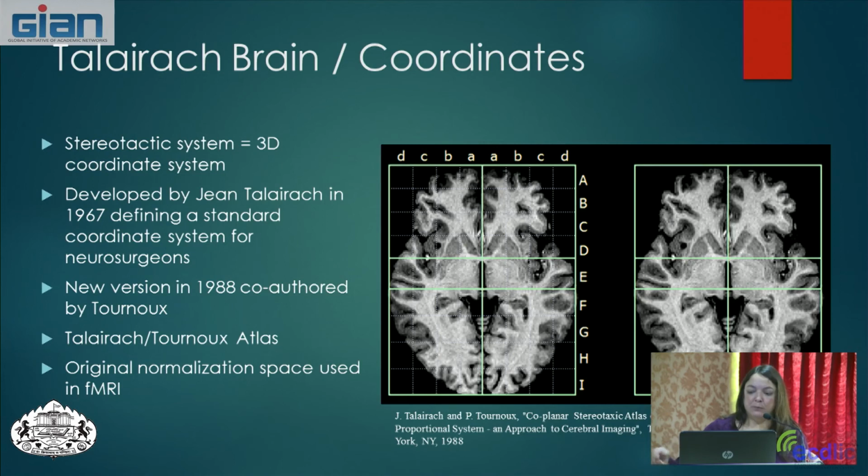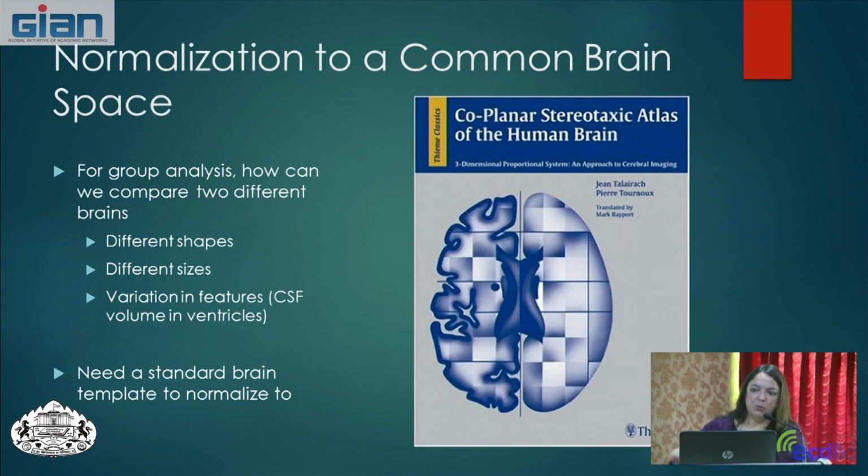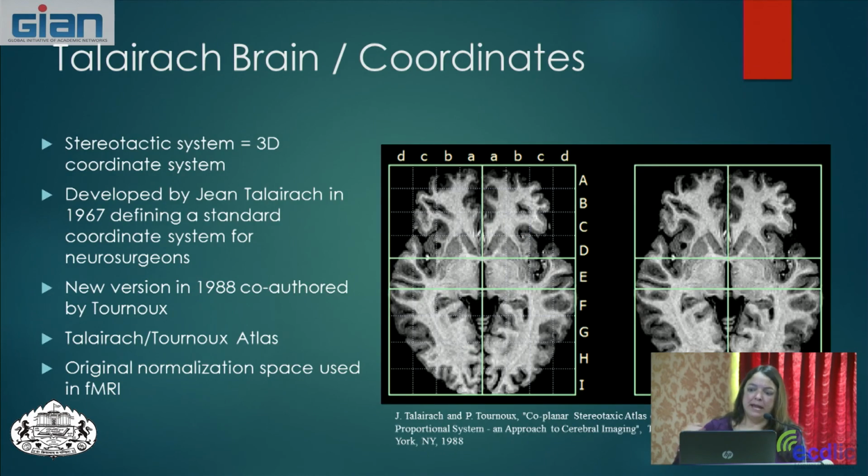So when fMRI first started, everybody decided to use this brain. It was called the Talairach brain. And what it was is a book you can see here that was developed by Mr. Talairach and Mr. Tournoux. And what they did was they took a brain section, and they did this with actual brain tissue, and they cut the brain up and defined a coordinate system where each feature of the brain was located.